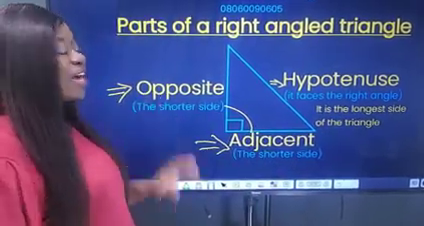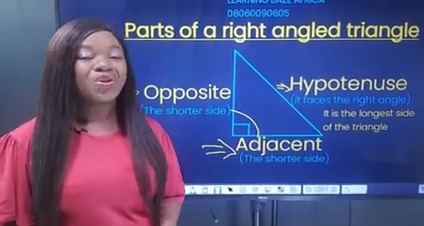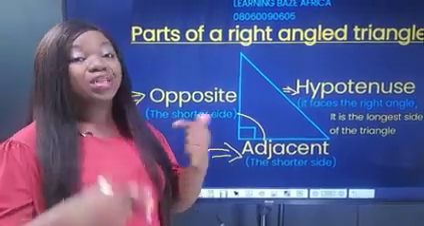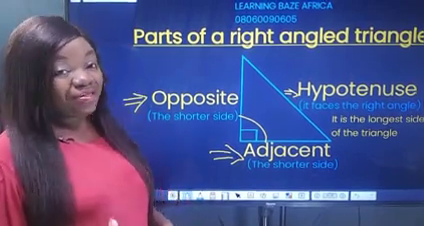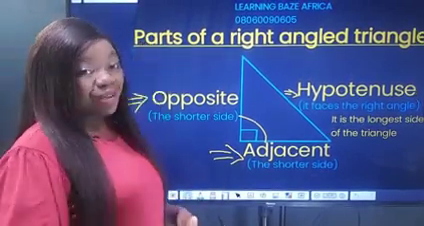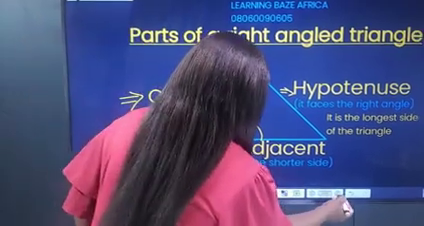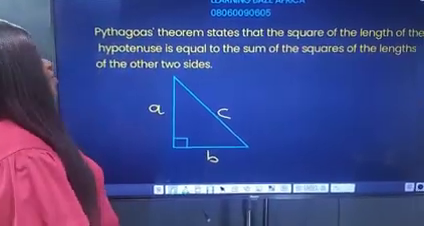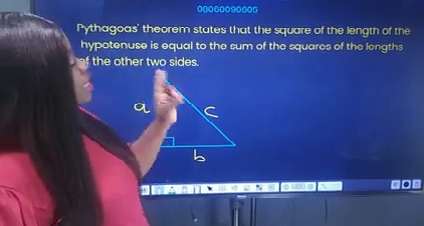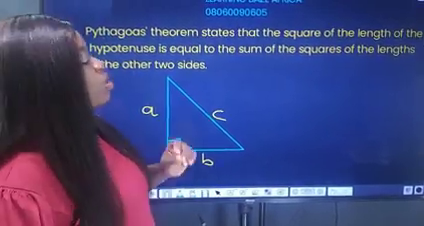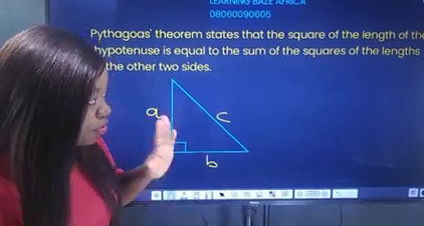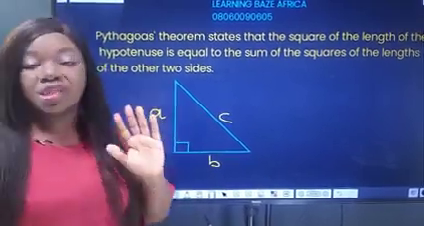So your right angle triangle can be shown to you in different forms. It can be turned upside down, it can face the left, it can face the right, it can also face up and face down. Now let's see what Pythagoras has for us. Pythagoras theorem states that the square of the length of the hypotenuse is equal to the sum of the squares of the length of the other two sides.